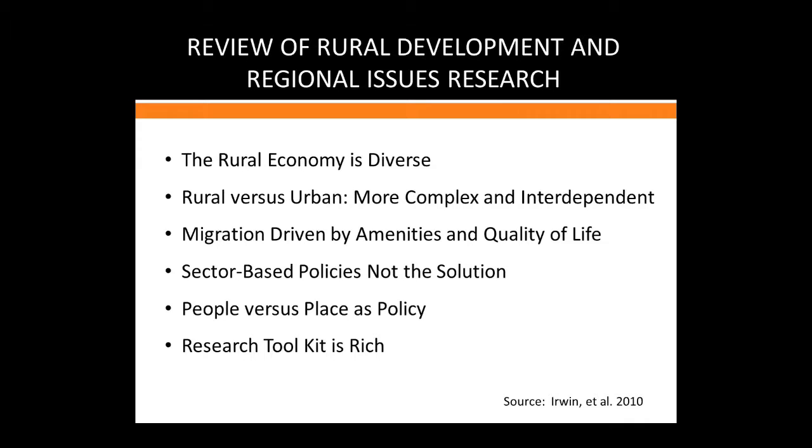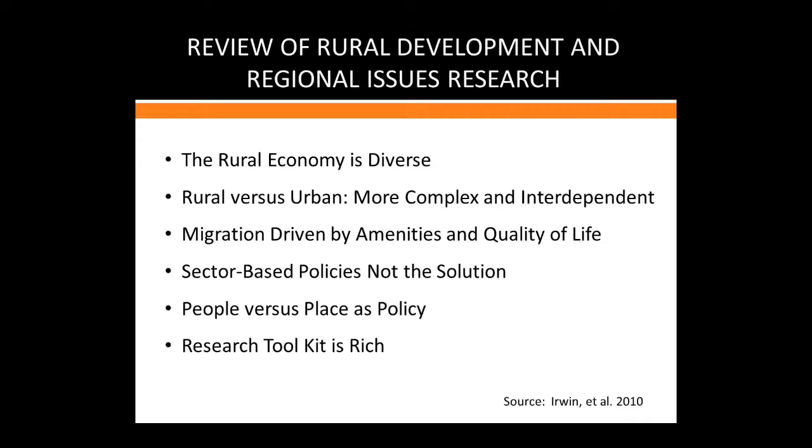Irwin and some of his colleagues had a nice article in our AJAE a few years ago. They noted the rural economy is diverse. They also noted that there are a lot of complex and interdependent relationships between rural areas and urban areas that we need to account for. They made an interesting statement. Migration is driven by amenities and quality of life, and certainly I think that is true in some cases. My friends in North Dakota and myself here in Oklahoma would argue that perhaps oil and gas jobs also drive migration to some sense.